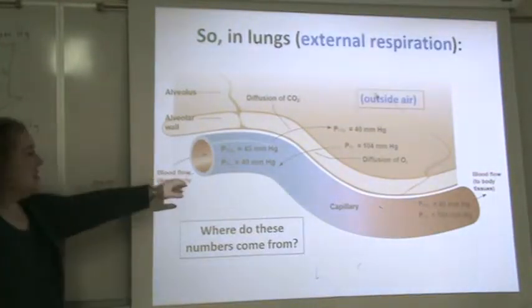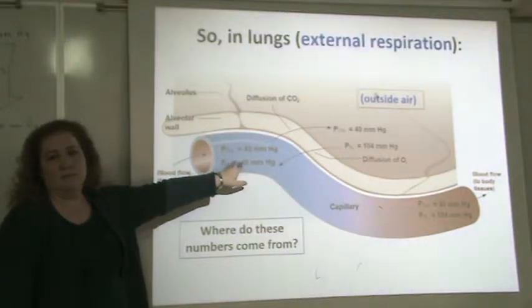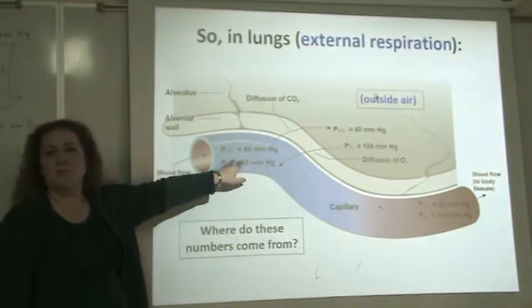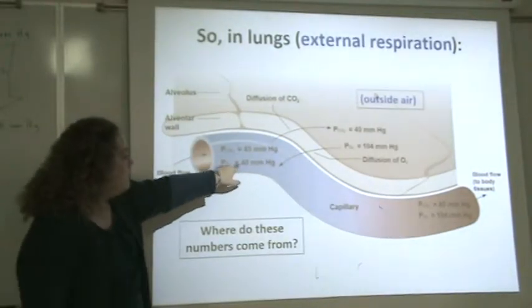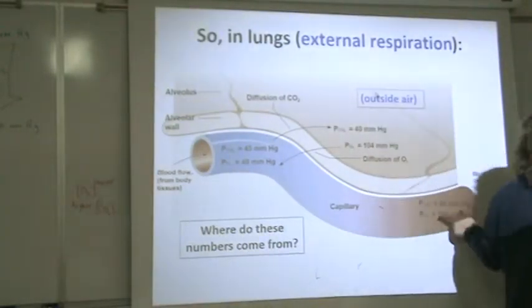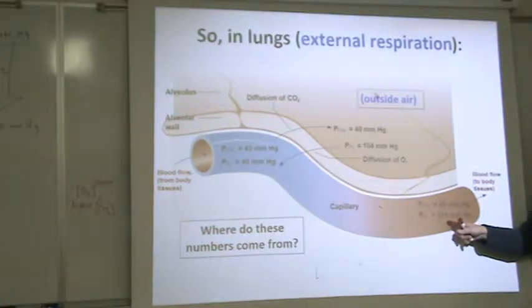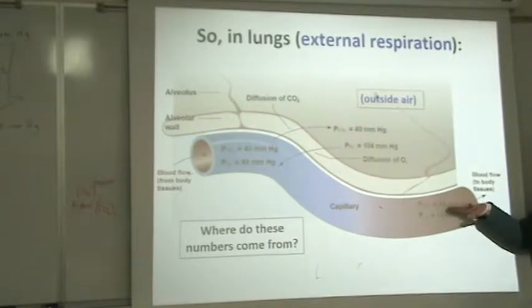So when the blood came in, it had 40 oxygen. It's not 40%, it's 40. That's just a value. When the blood leaves, whoa, it's got 104. That's so much better. Not 104%, but 104 is just the level. So it's picked up a lot of oxygen.